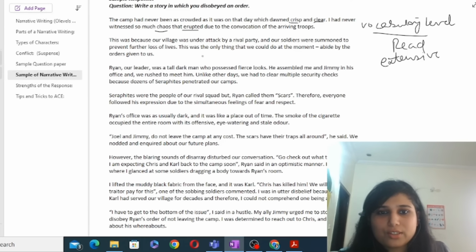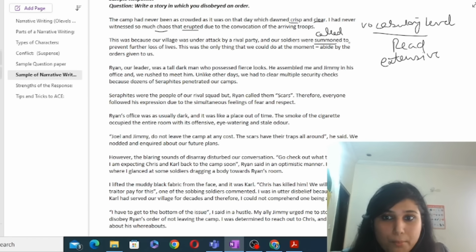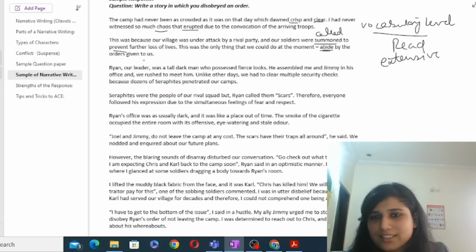Okay, so now, this was because our village was under attack by a rival party, and our soldiers were called. Instead of this old outdated word, called, they used summoned, to prevent, stop further loss of lives. This was the only thing that we could do at the moment. Abide by the orders given to. Abide by, we have seen this word a lot of times, but we never use it. Why would we? Why do we have to make our narrative good? Come on, you need to upgrade your vocabulary level.